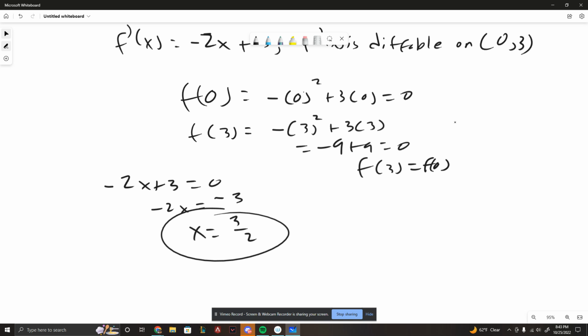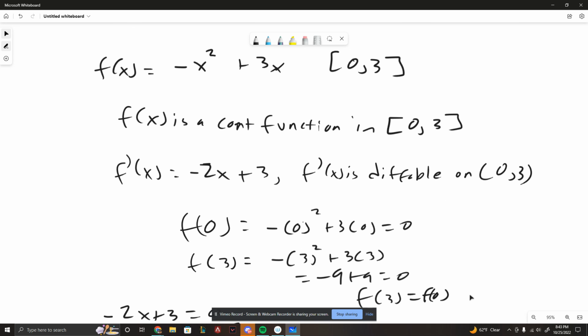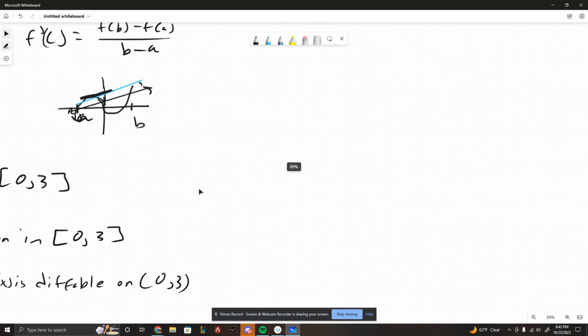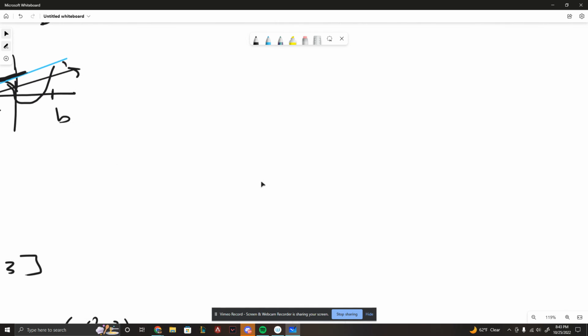So that means on this function of negative x squared plus 3x, at x equals 3 over 2, you will have a derivative of 0, basically. Your slope will be 0. But yeah, so that's what that is. Let's move over to a Rolle's theorem question so you guys can see how that's in action.